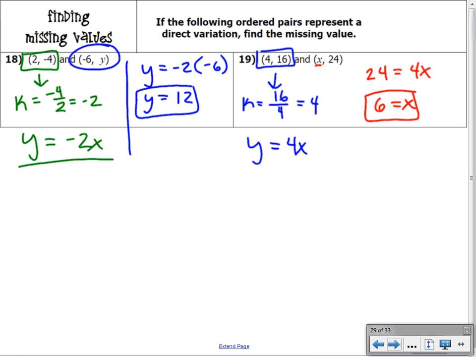So to wrap it up, direct variations are really just a special kind of linear relationship with a y-intercept of 0, and k is really kind of serving as our slope here.